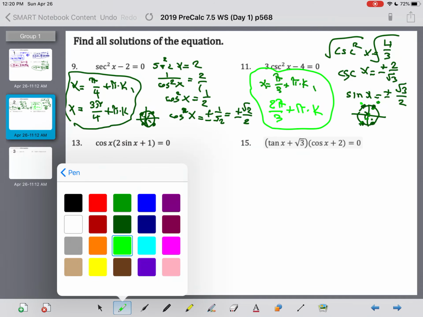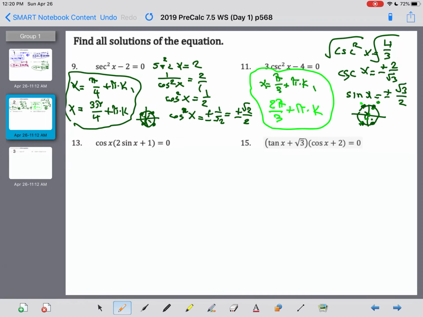Let's change into maybe kind of orange. Now, these ones we get a little bit different. Since I've got this times this, I can use the zero product property and say I have this, or I'm going to have 2 times sine of x plus 1 equals 0. Now this one's ready to deal with. Now this other one, I'm going to subtract the 1 over, divide by 2. So I'm looking at sine of x equals negative 1/2.